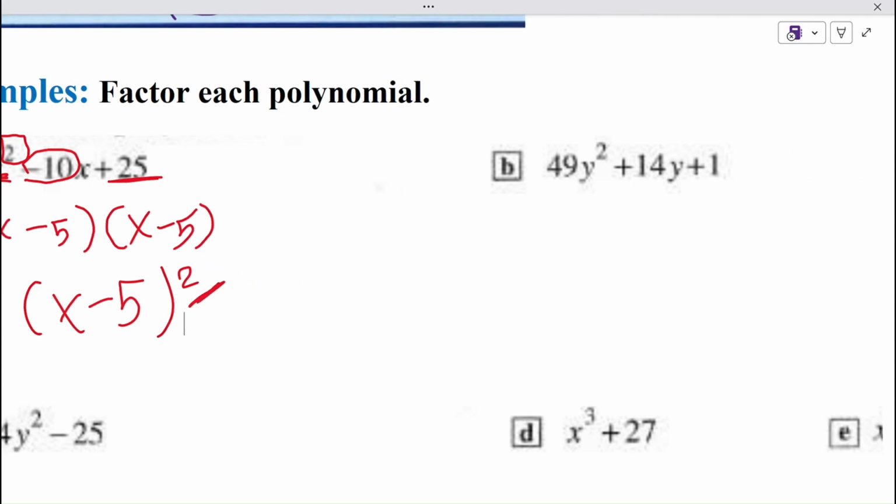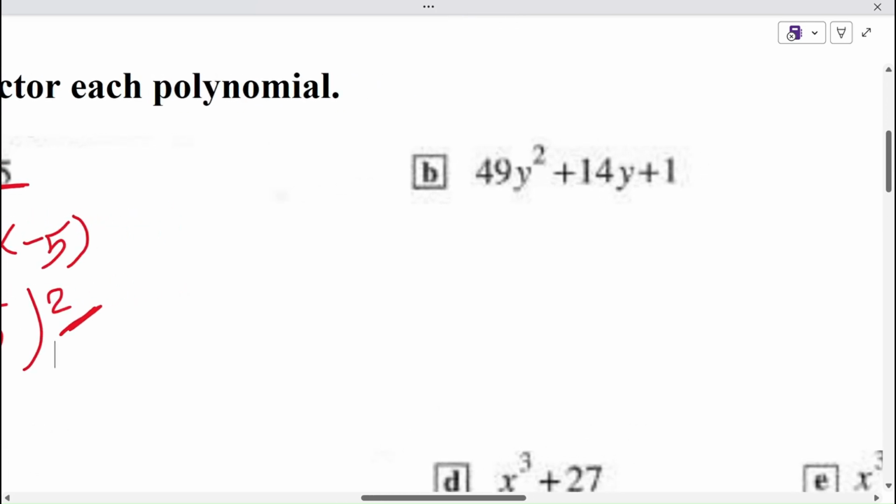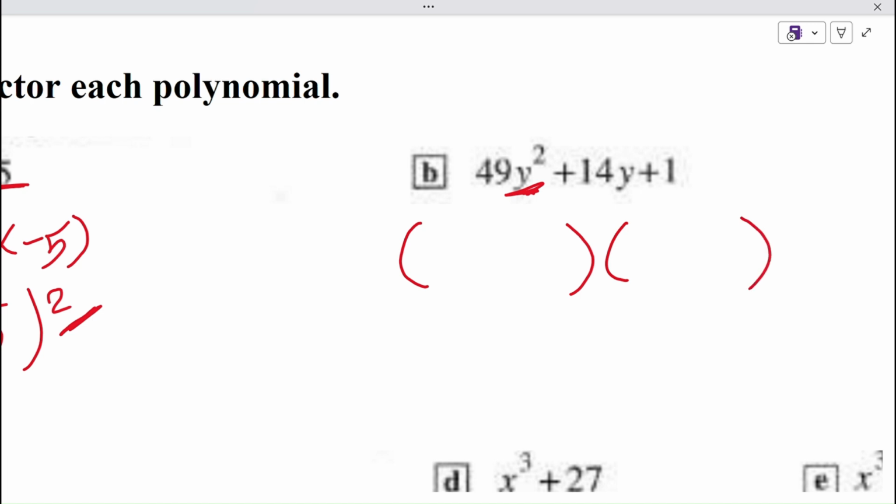What about this one? Again, because we have a quadratic polynomial, just open two brackets. Then 49 comes from 7 times 7. Write 7y, 7y. What about here? Here you have to write numbers which multiply to 1 and whose sum is equal to 14. Which number is equal to this?